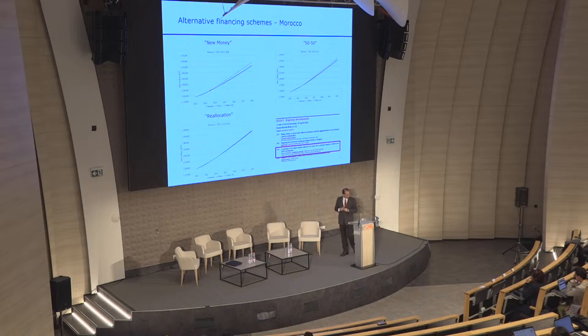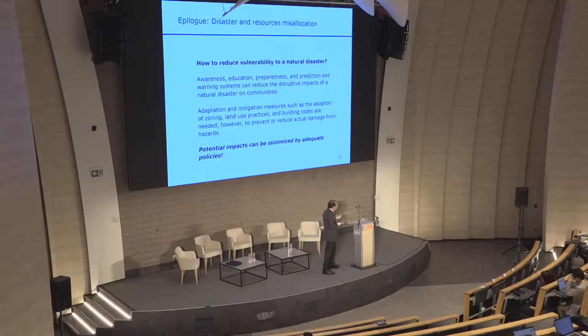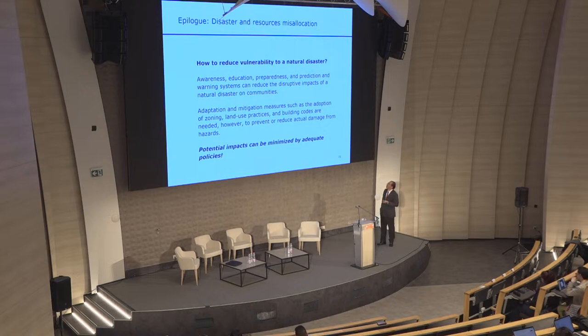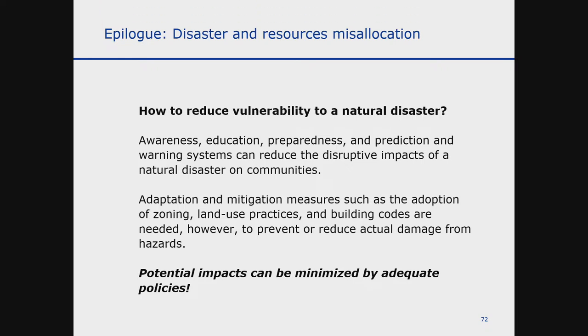And I have a couple of slides left related to what we can learn from disaster and resource misallocation. It's not really much related to modeling, but we learn from all this exercise that the more vulnerable the exposed areas, of course, the higher tends to be the potential impact, ceteris paribus, right? But you see that these disaster communities know what's needed to reduce vulnerability to a natural disaster. You have a whole list related to awareness, education, preparedness, and prediction and warning systems, and also some expenditures related to adaptation and mitigation measures, such as the adoption of zones. So we have a list of things to do. So actually, what we learned is that potential impacts can be minimized by adequate policies, right?